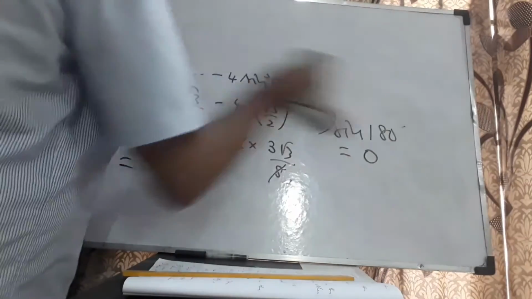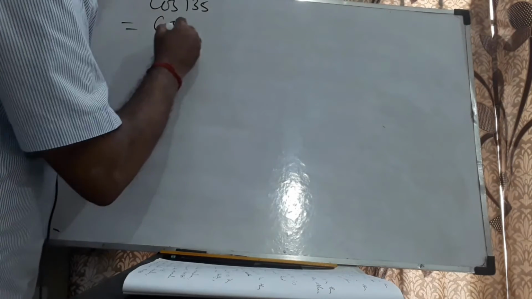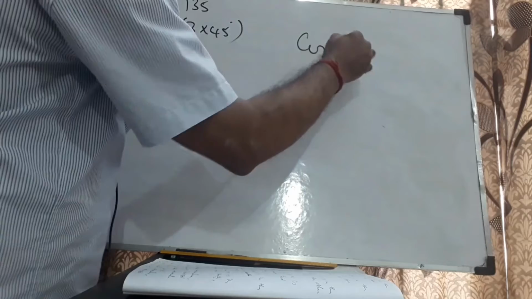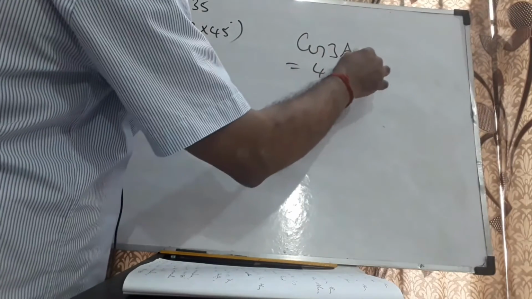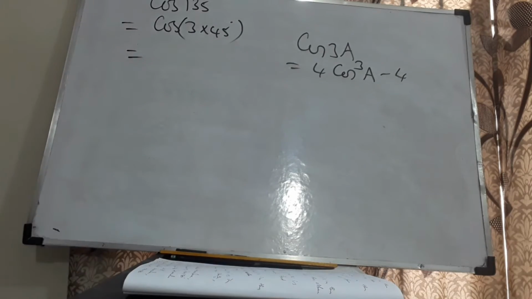Okay. Next problem goes like this. Using a suitable formula, find the value of cos 135 degrees. Cos 135 degrees. What I will do is, I will write it as cos 3 into 45 degrees. Now just recall the formula. Cos 3a is 4 cos cube a minus 3 cos a. 4 cos cube a minus 3 cos a, sorry.